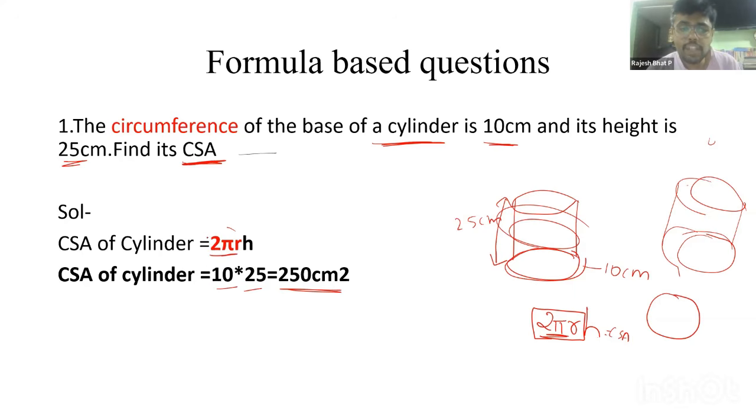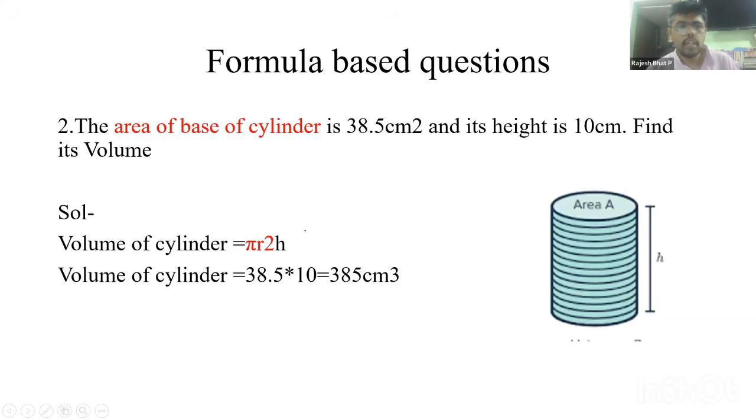Why just multiply? Because they are directly giving you the 2 pi r value. So, 2 pi r h. In the same way, you have this problem. They're telling the area of the base of a cylinder is 38.5 centimeter square. Height is 10. Find the volume.